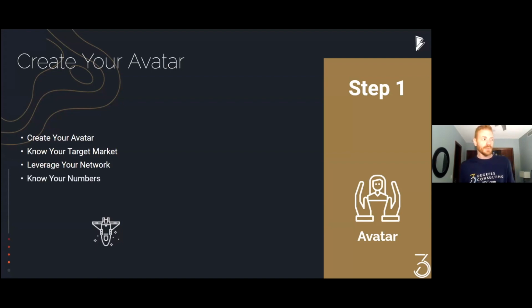Okay. Next is you need to know your numbers. So what is your average deal? What is the average amount of money you need? Are you looking for just gap funding right now? Or are you looking for primary lenders? How much money does someone have to have in order to invest with you?